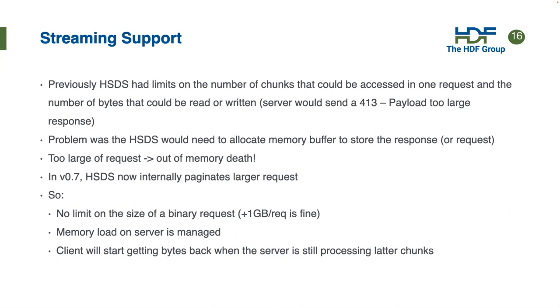There was a reason for this in terms of implementation. But now we support what we're calling streaming support. That means that when I make a request that spans, say, thousands of chunks, rather than trying to instantiate all that data at once, the service will paginate through them. As you send a request, the server will start gathering the data. As that data is assembled, it'll come back to the client. Meanwhile, the server will still be paginating through the remaining chunks in that selection. So this is very nice in that you can have requests that span gigabytes of data, and yet we control the memory load on the server.